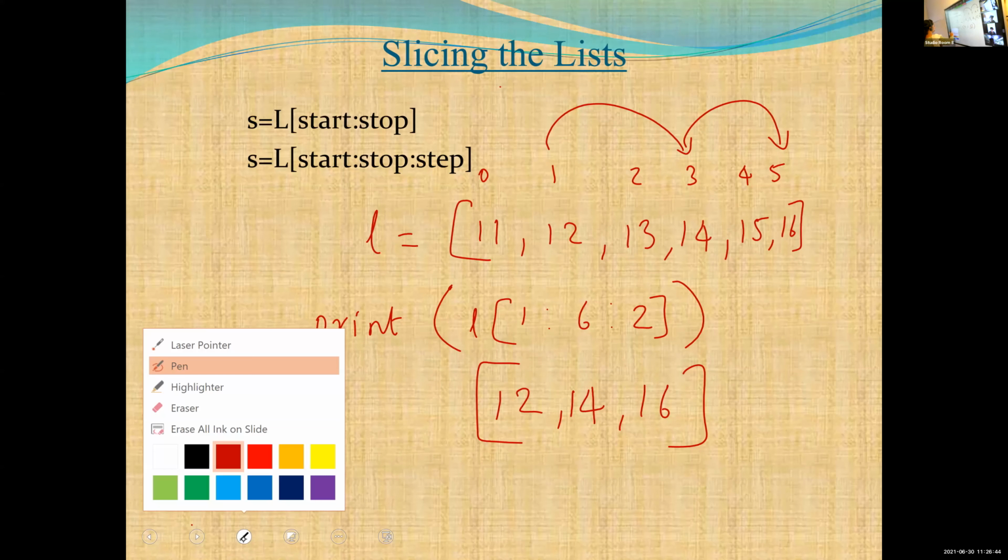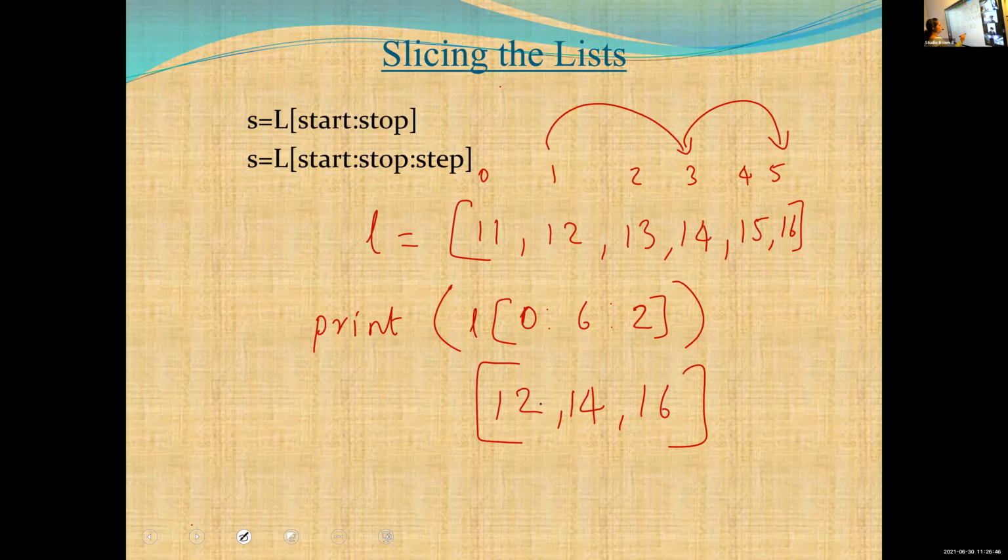Okay. 14. 11, 14, correct. Any other value? No. That is 11. Then the step value is 3, so it will jump to index 3. So it is 14. After that there is no value after incrementing 3. So it will display 11 and 14. Is it clear, Aditya?